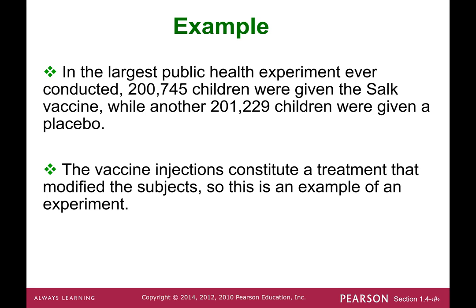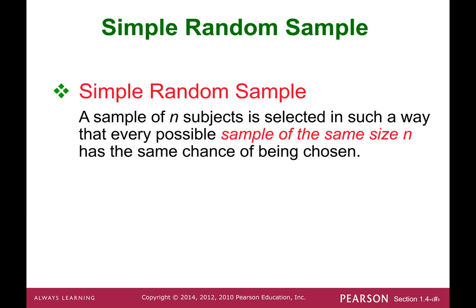Another example: in the largest public health experiment ever conducted, 200,745 children were given the Salk vaccine, while another 201,229 children were given a placebo. The vaccine injections consist of a treatment, so that modifies the subjects. When you inject the vaccine into the human body, you are making a modification to the human body. So this is a typical experiment. You can also say there's a human intervention involved here. So this is an experiment.